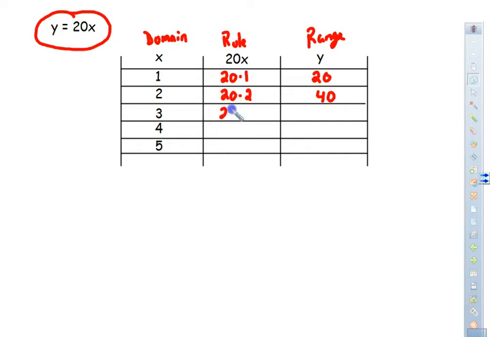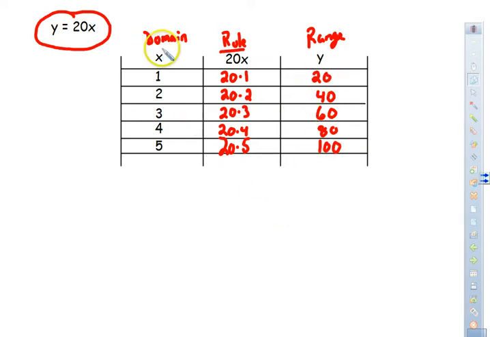Alright, so then you ended up with 20 times 3, which is going to be 60, and then we have 20 times 4, which is 80, and then 20 times 5, which is 100. Okay? And that is the answer to this. That is the function table that we're working with. You again have the rule that is given to you, and then we are trying to find the range.